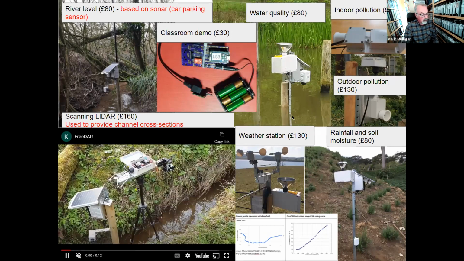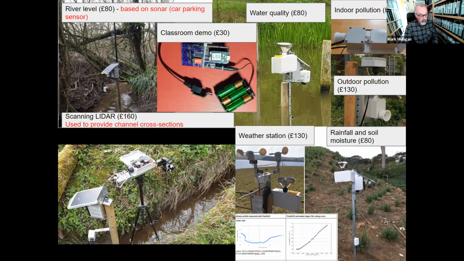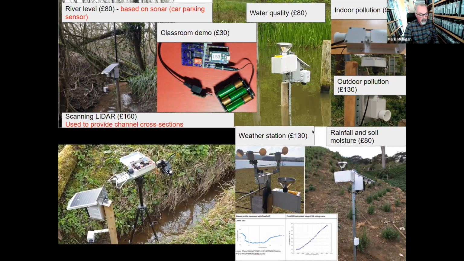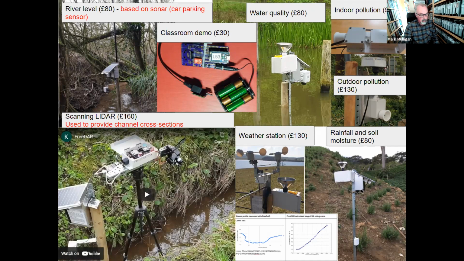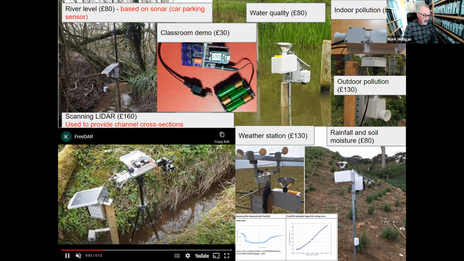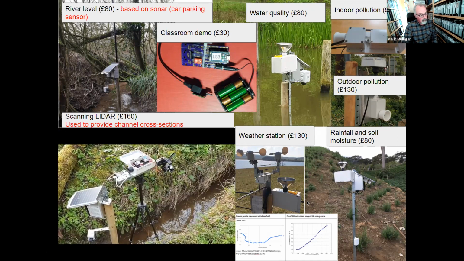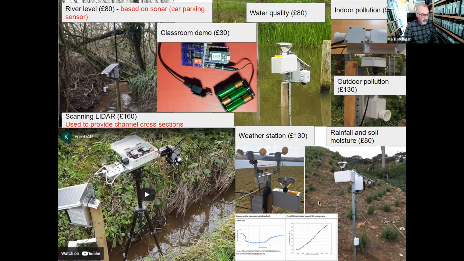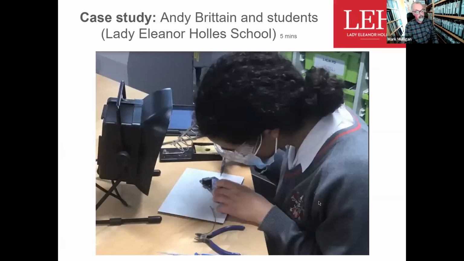Here are a few other pictures of various stations that can be built and their cost, all the way from the classroom demo that we're going to discuss today, to water quality, to river level, to outdoor air pollution, through to rainfall and soil moisture and weather. And what you saw here was our scanning LiDAR, which measures profiles across channels or hill slopes. Costs about £160 to build that, and is probably the most sophisticated form of equipment.